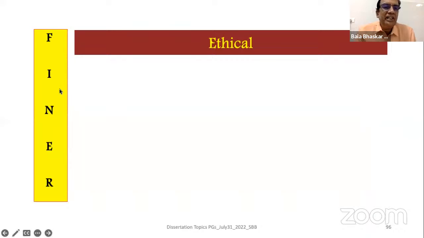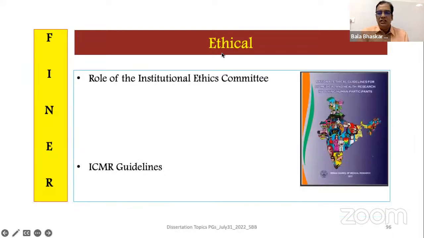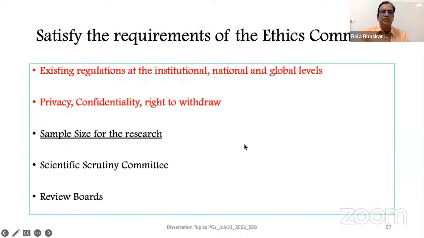Then going further, the next one in the mnemonic is ethical. So whatever we do, yes, this is taken for granted. We must follow it. We must submit all our required topics in the form of a synopsis or a research proposal to the Institutional Ethics Committee. The Institutional Ethics Committee works under the ICMR guidelines. Okay, all of us know ethics basically represents following the regulations of the institutional, national, and global level advisors, and we are to protect the privacy, confidentiality, and right to withdraw of the patient.